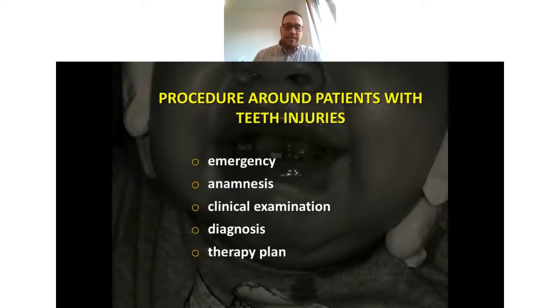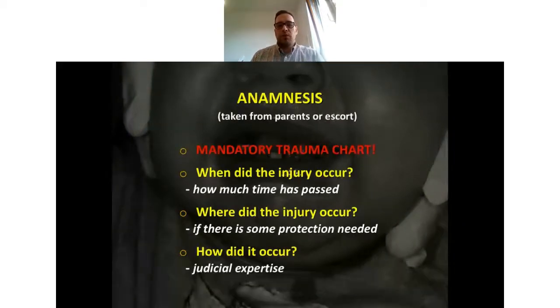Basically, it's up to the injury, and it's up to the doctor that is supposed to give first aid to decide in which way it is best to help the patient, and the best way to treat that trauma. So what is important?